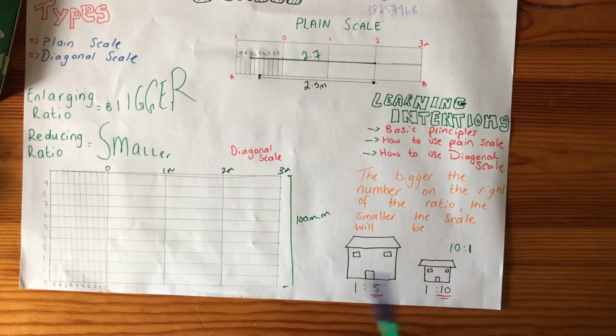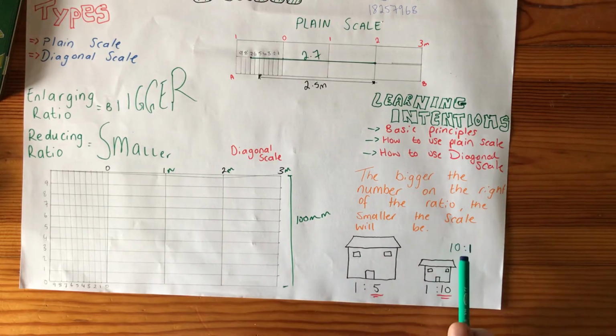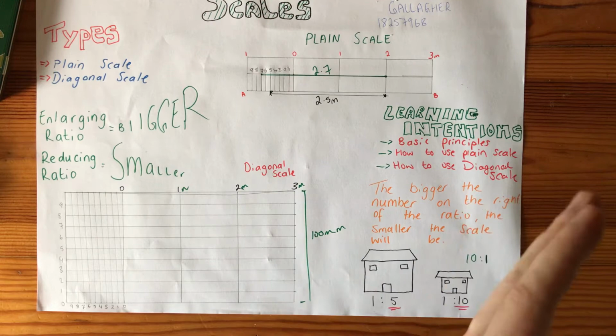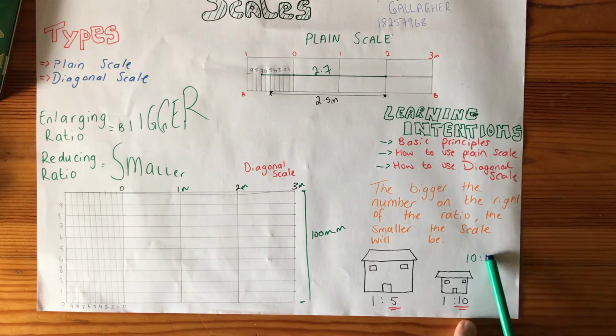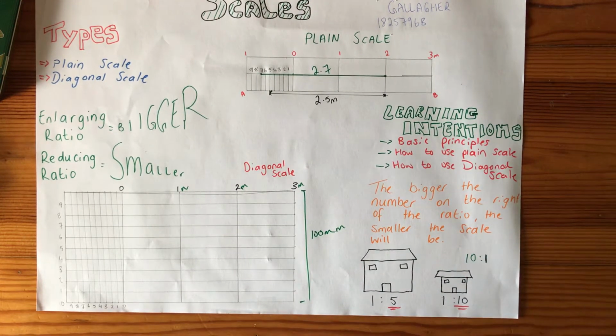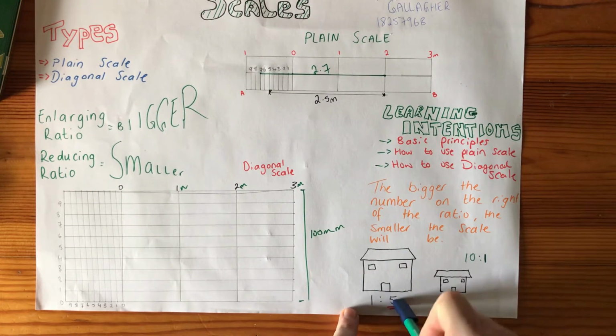And then this is obviously the opposite if you want to get an enlarging ratio. I just did it out here, so this number 1 represents the actual size of the object, and then this 10 means it's going to be 10 times bigger than the actual object. So it's important to remember which side the 1 is going to be on. If the number 1 is on the left hand side, it means it's going to be an enlarging ratio, because this is going to be 10 times bigger. But if the number 1 is on the right hand side, it's going to be a reducing ratio. So like this is going to be 5 times smaller.